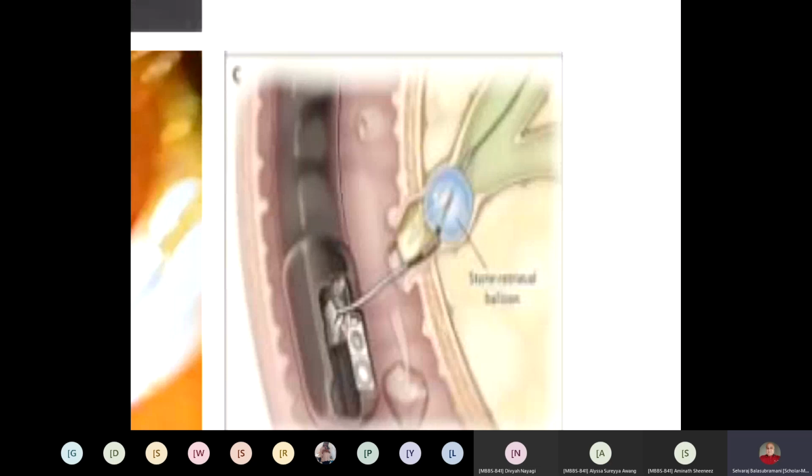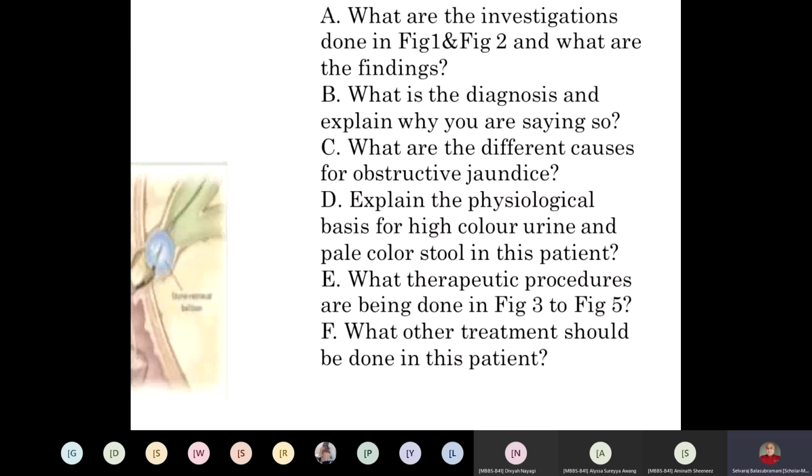Now the final question is, what other treatment should you do in this patient? You have removed the stone. After removing the stone, immediately you have to put a stent also. After that, you have discharged the patient. But what else do you have to do in this patient? Can you tell me? Lap cholecystectomy. Yeah, very good. Excellent. This you should not forget.